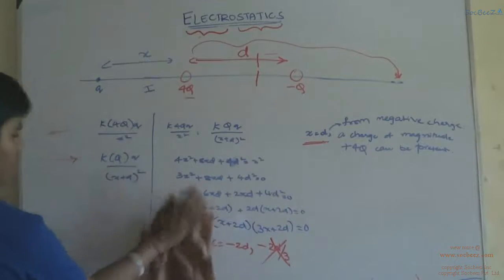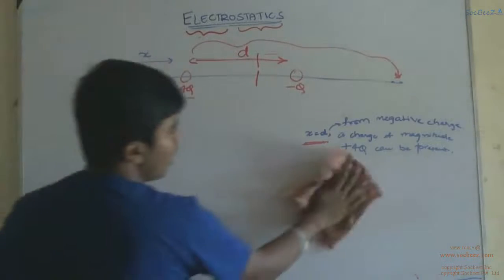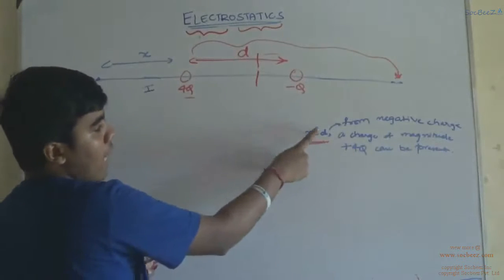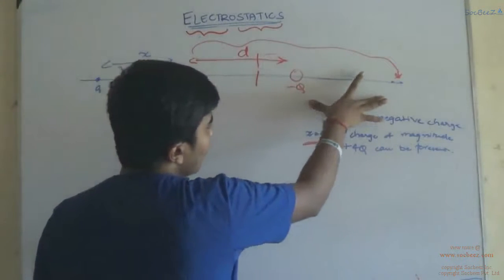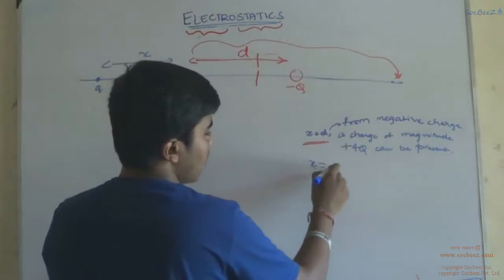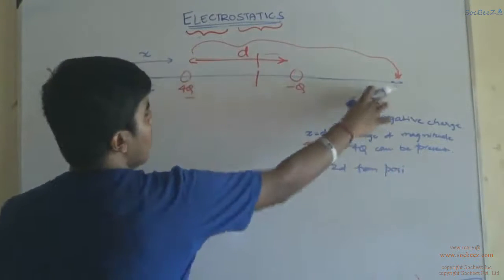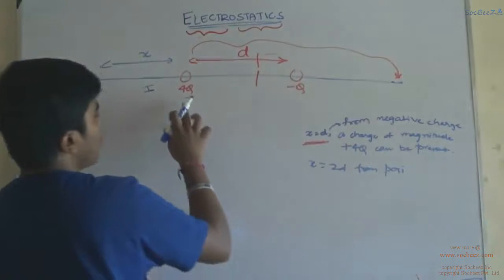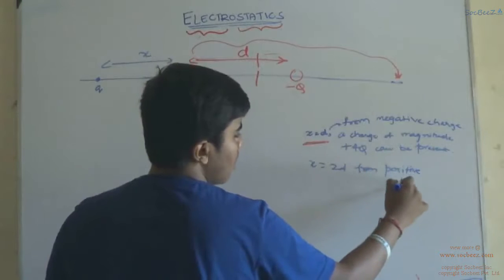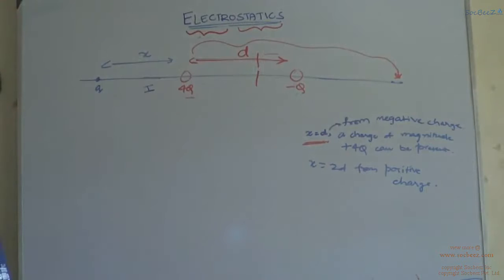So basically we have found out that the answer is only and only this. Only a positive charge of magnitude 4q can be put at a distance of x equal to d from the negative charge, which is also x equal to 2d from the positive charge. Because x equal to d would mean here or here, but x equal to d from negative and x equal to 2d from positive would lead us to only one position. Okay, so this is the way we solve a question.